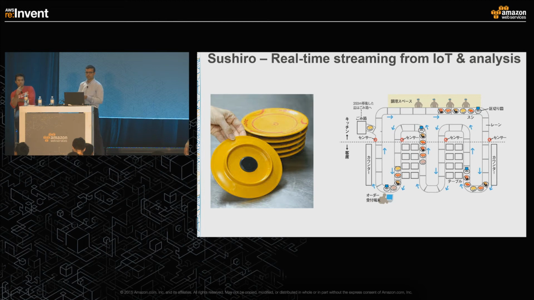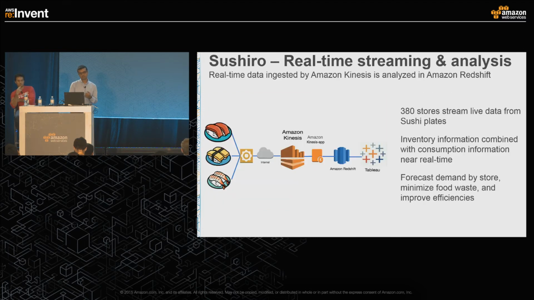Another interesting use case, and we somehow tend to see these in Japan. There's a sushi chain with 380 odd stores in Japan. They use their sushi plates as IoT devices. They plug them onto the plates. The plates move across the store, and of course, people order and consume sushi. They stream the data related to the food consumption through Kinesis, and then that data finds its way into Redshift within 5 minutes or so. This architecture enables them to combine their inventory information with consumption information so that they can better understand their supply chain behavior, control costs, and bring in more efficiencies.